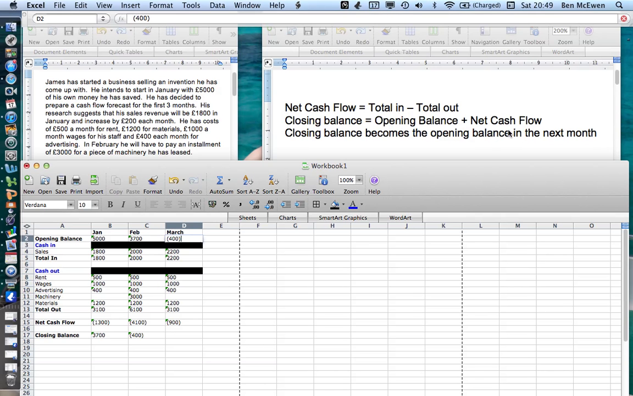Once again, opening balance plus net cash flow. We're taking away once again. We already had minus 400 to start with, so we're ending March with a negative cash balance of £1,300.